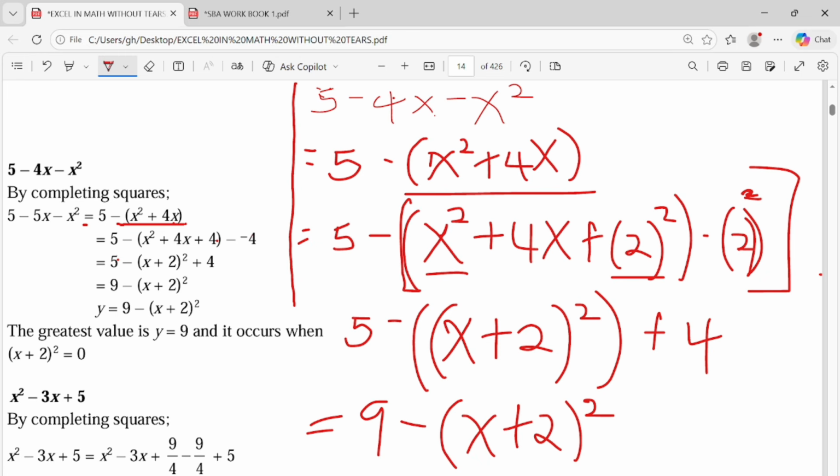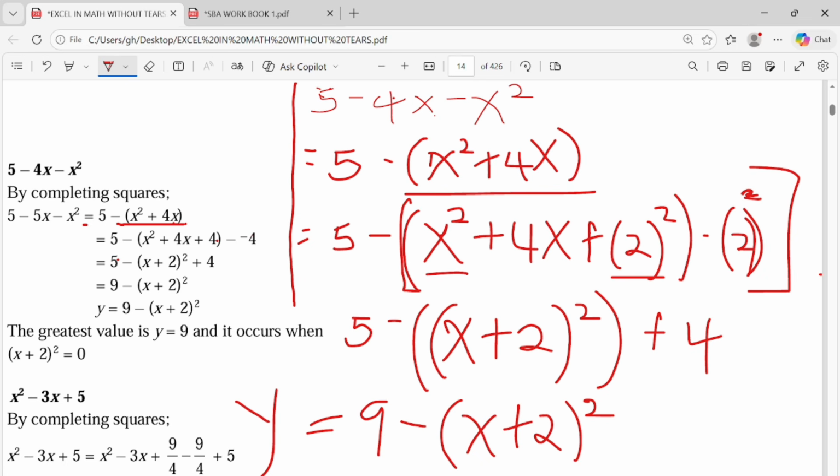So you realize that now for this case you've got a negative here. For our first part we got a positive here. So here we are getting a negative because that negative usually indicates that we are getting the greatest value. So the greatest value of y is 9, if you let this one be y. The greatest value will be 9 when x plus 2 squared is equal to 0.